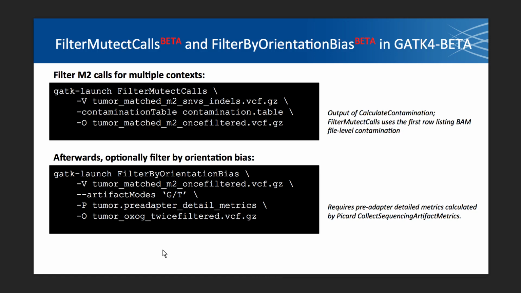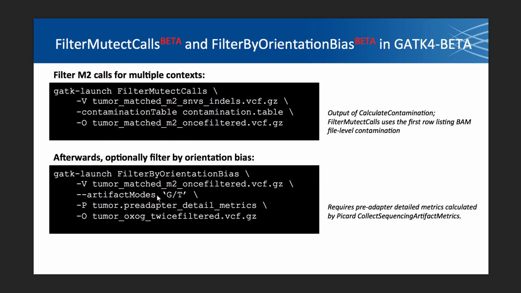Here are the commands for FilterMutectCalls and FilterByOrientationBias. The contamination table that you use for FilterMutectCalls comes from a new tool in GATK4 called CalculateContamination. Presumably, you could have a similarly formatted file as CalculateContamination to which you add your own number if you want to do some hard filtering based on allele depth. And the order is important. You would do FilterMutectCalls before you do any filtering by orientation bias. Again, filtering by orientation bias comes second.